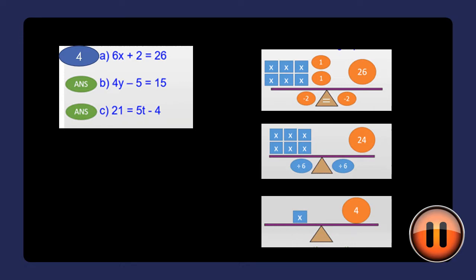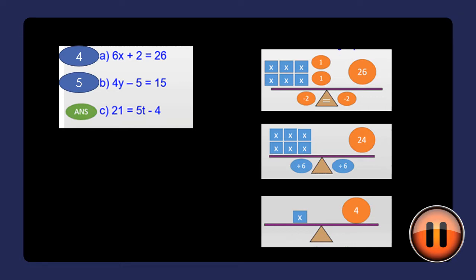Excellent. Now let's go through the answers. Y has a value of 5, and we know that because we know that 4y minus 5 is equal to 15. So we're going to do the inverse to help us. Instead of minusing 15, we're going to add 15 to both sides. So now we have 4y is equal to 20.